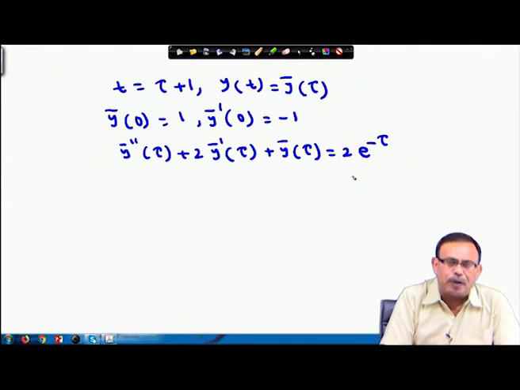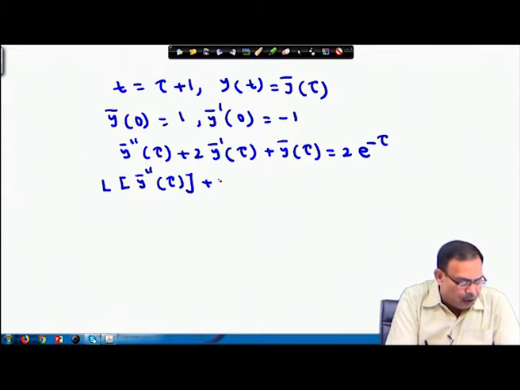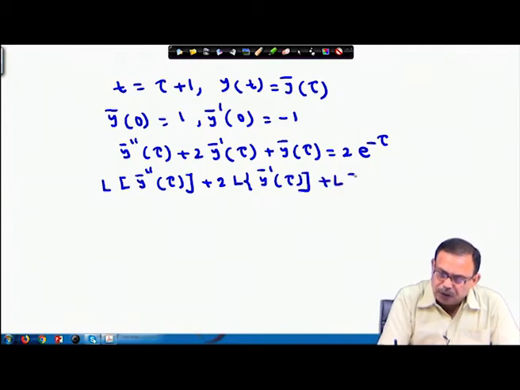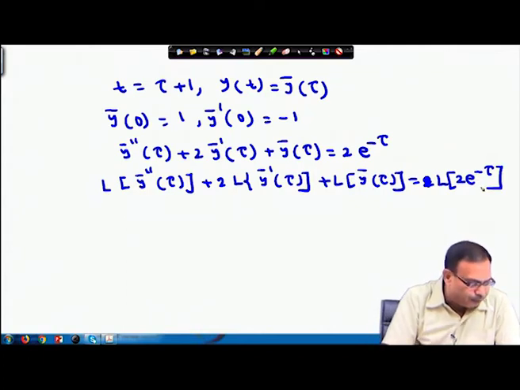Now, you take the Laplace transform as usual on both sides of the given equation. So, the Laplace transform of y bar double dash tau plus 2 into the Laplace transform of y bar dash tau plus the Laplace transform of y bar tau. You are getting this, and the Laplace transform of e power minus tau.